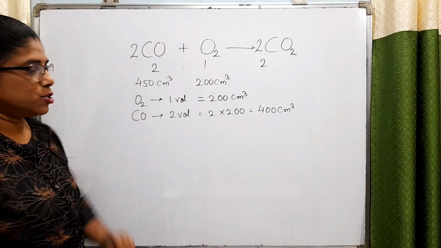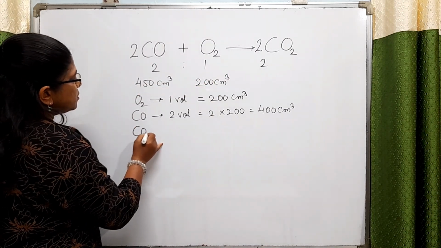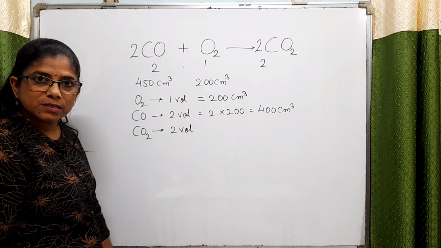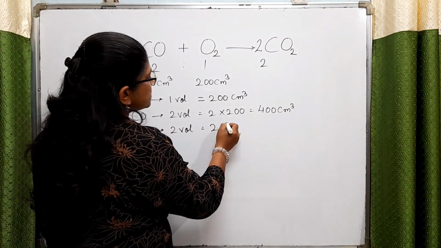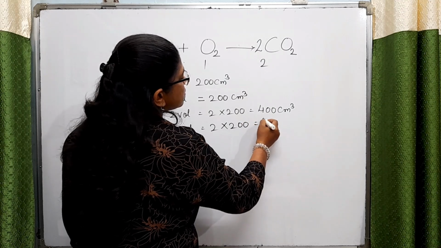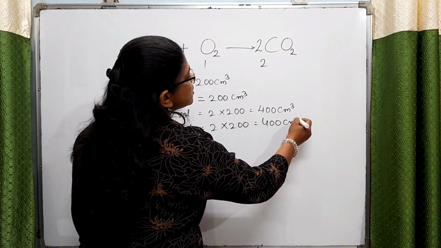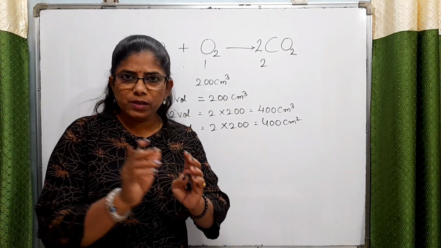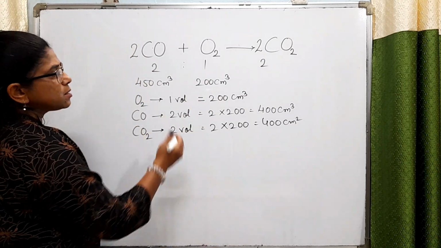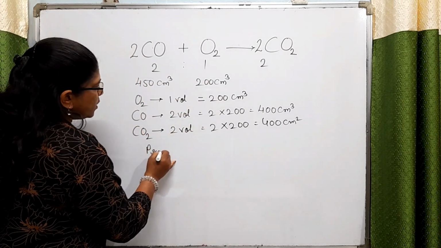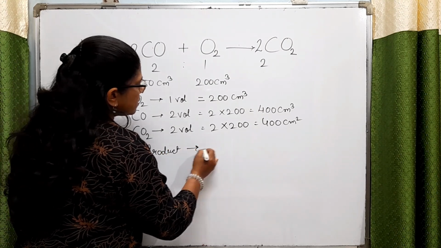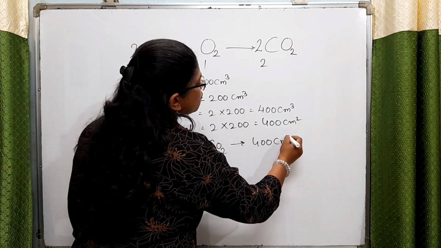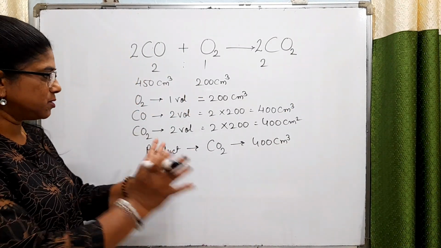Now what about the product? Product is carbon dioxide and we get 2 volumes of this carbon dioxide. 2 volumes means 2 into 200, that is 400 centimeter cube. So what is the question here? We have to find the composition of the resulting product. Here the final product is carbon dioxide, and we get 400 centimeter cube of carbon dioxide in this reaction.